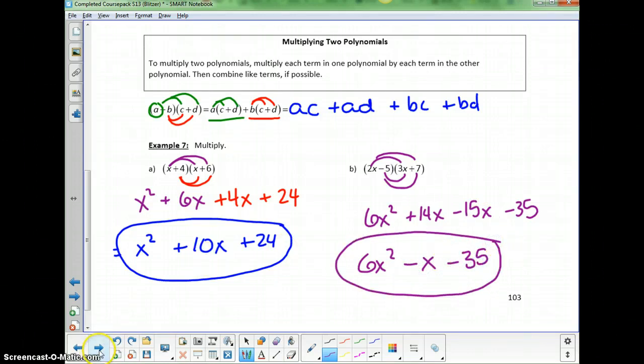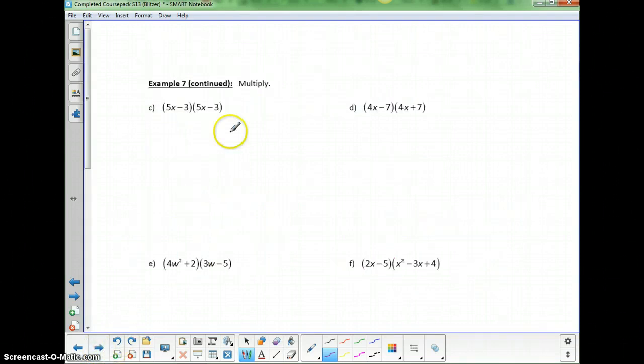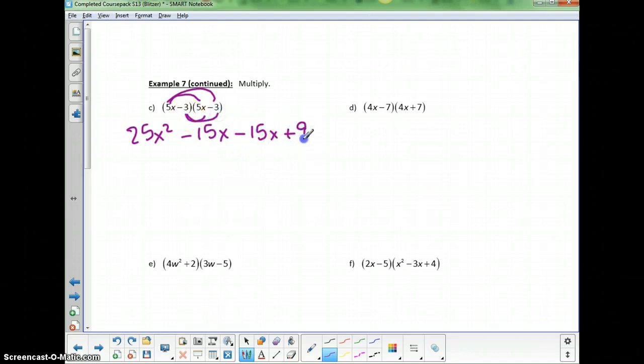Let's look at a few more examples. We'll start off our distributive process again. 5x times 5x is 25x squared. Then we've got 5x times negative 3, negative 15x. Then we've got negative 3 times 5x for negative 15x. And negative 3 times negative 3 for positive 9. So the final answer here is 25x squared minus 30x plus 9. When I combine those two like terms, I get the negative 30x I just wrote in the middle.